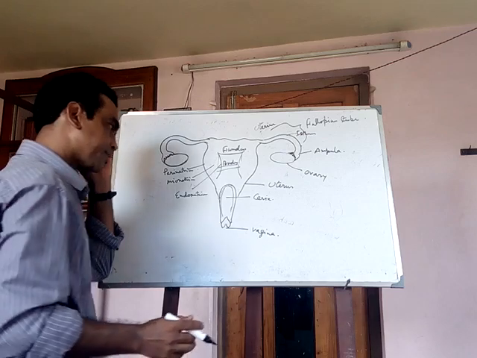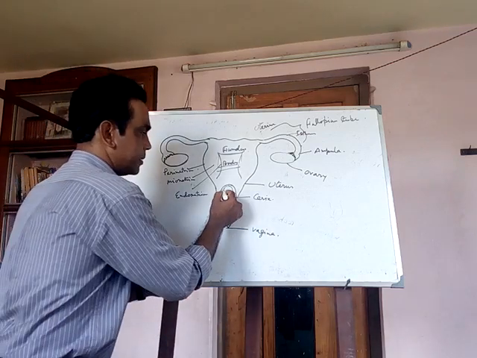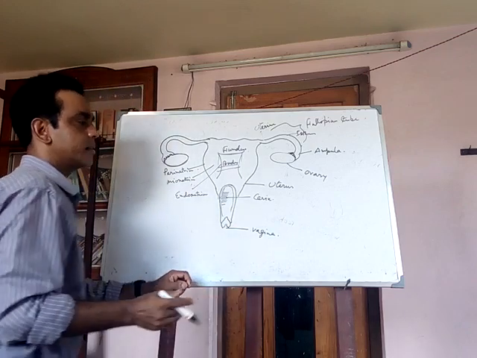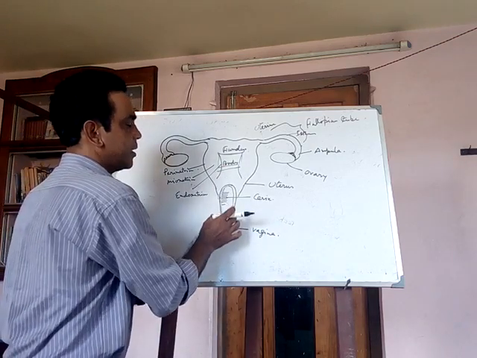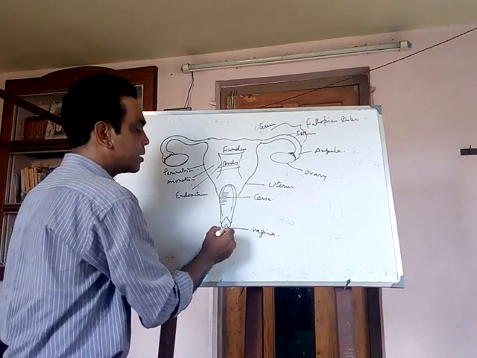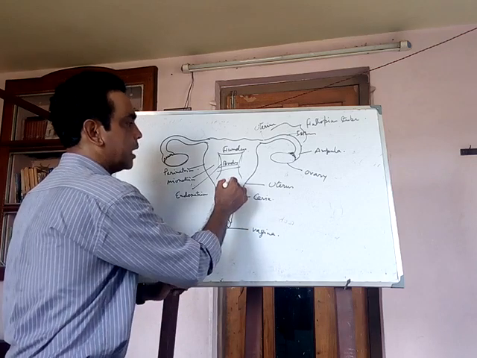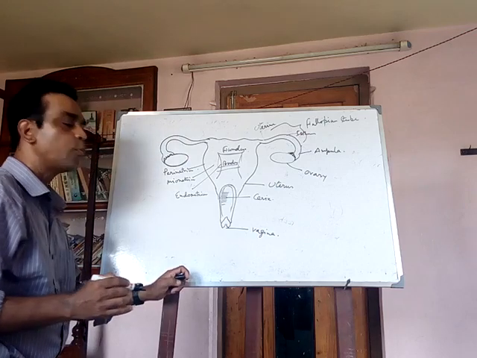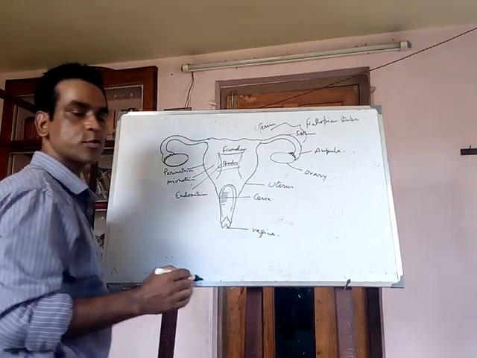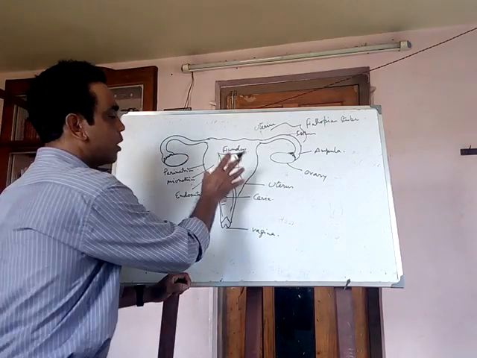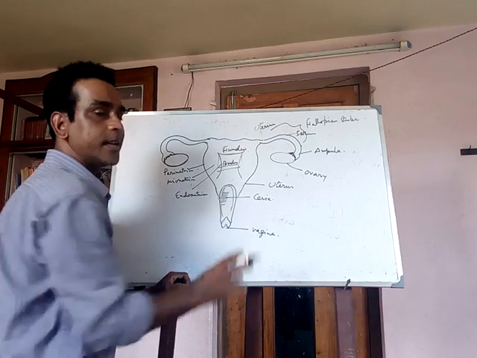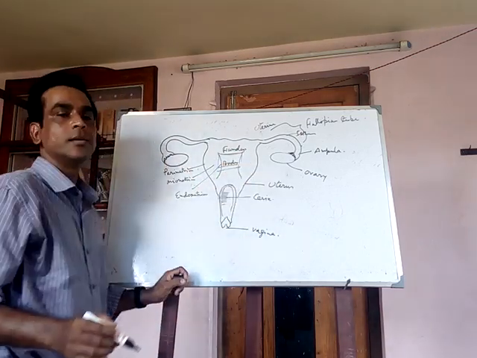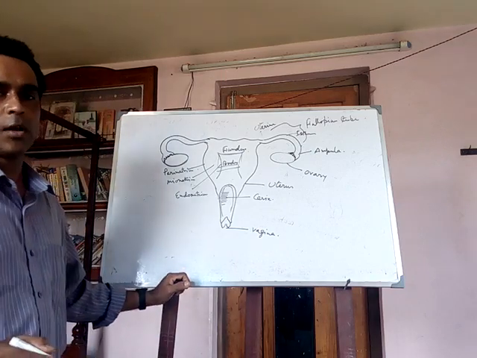The cervix is here written as a tubular structure. It starts from the uterus and ends with the vaginal structure and the opening of the female sexual organ. It is also a secondary sexual organ, all of this. Only the ovary is the primary sexual organ.